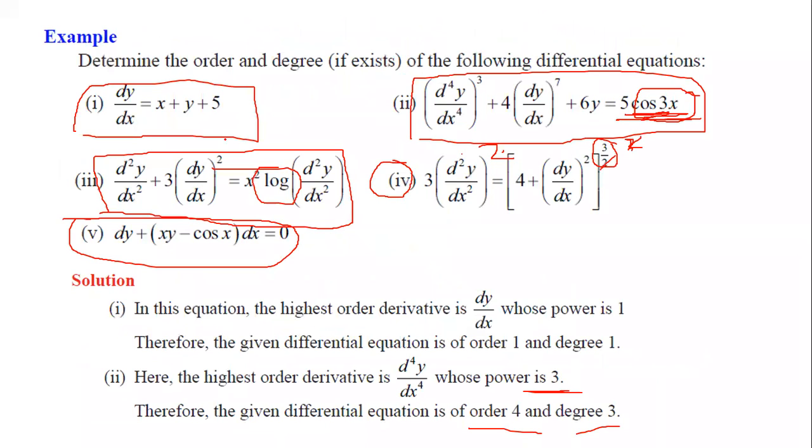Okay, so see the difference between the problems. Whether you can express it as a polynomial, then we can write the order and degree. If you are not able to express it as a polynomial, then only the order can be written. The degree is not able to be written. The degree is not defined for this.